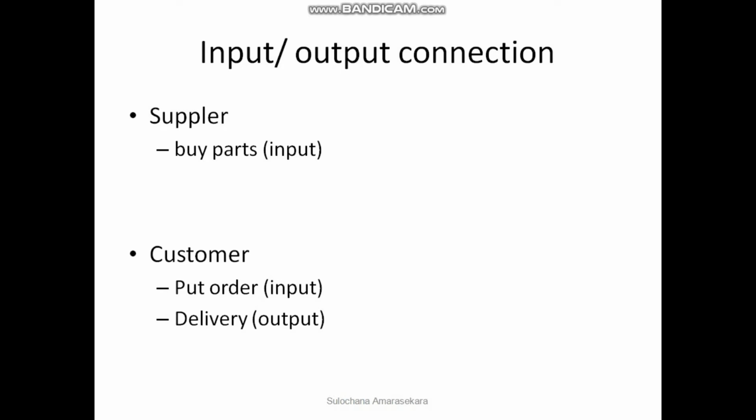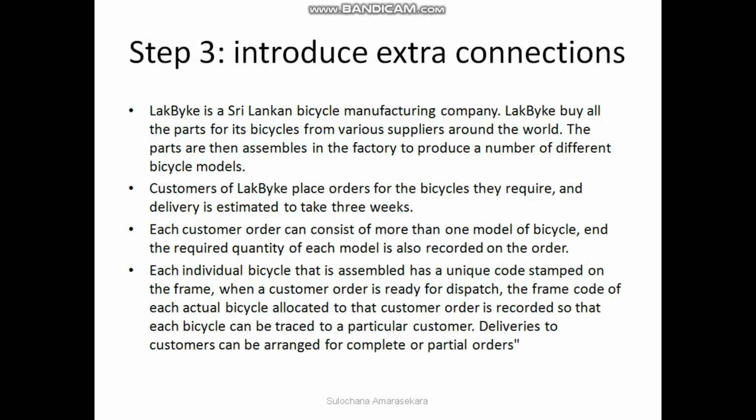You can see here the suppliers put parts, that means input. The customer puts an order as an input and gets a bicycle as a delivery. The above connections are clearly visible in the SRS. Now we are going to identify invisible connections as step 3.